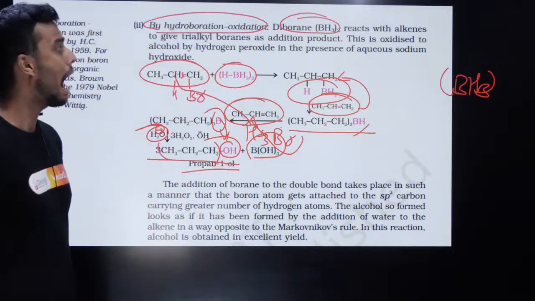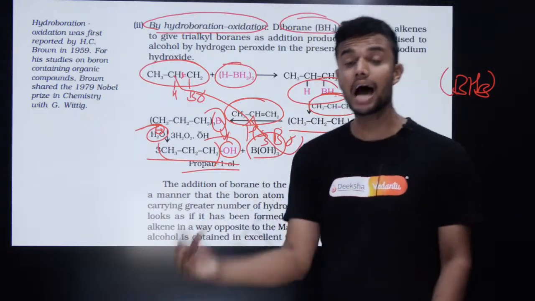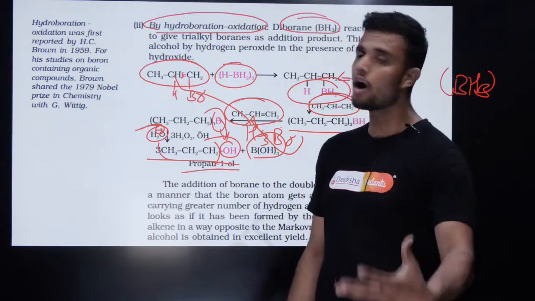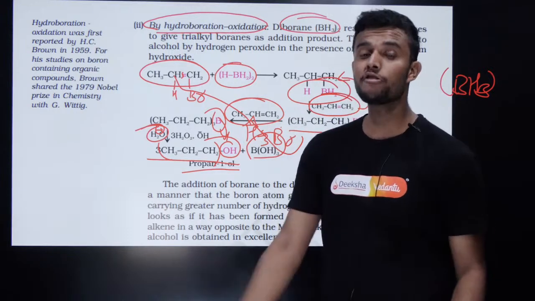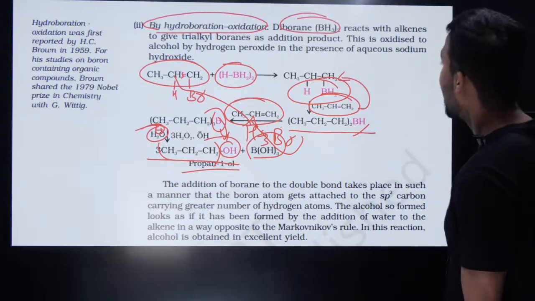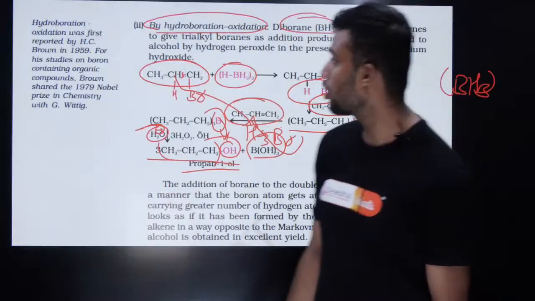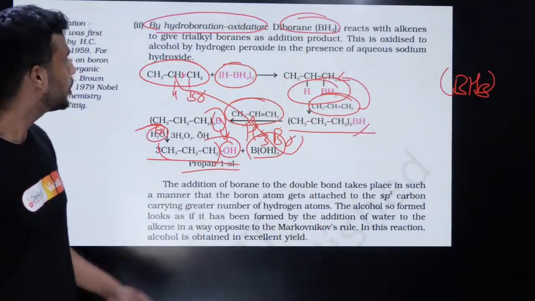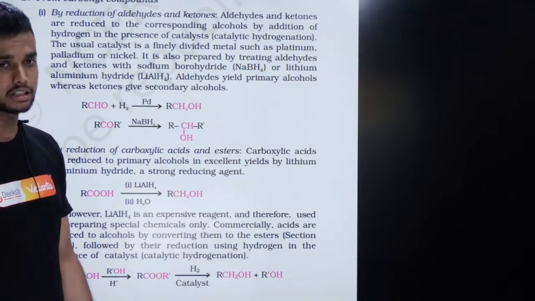This is called hydroboration oxidation. In oxidation, either addition of oxygen takes place, or removal of a lone pair takes place, right, my dear students? The same thing has happened. This reaction is called hydroboration oxidation. Why is it called hydroboration oxidation? Because here a diborane molecule is there, that's why we call it hydroboration oxidation.